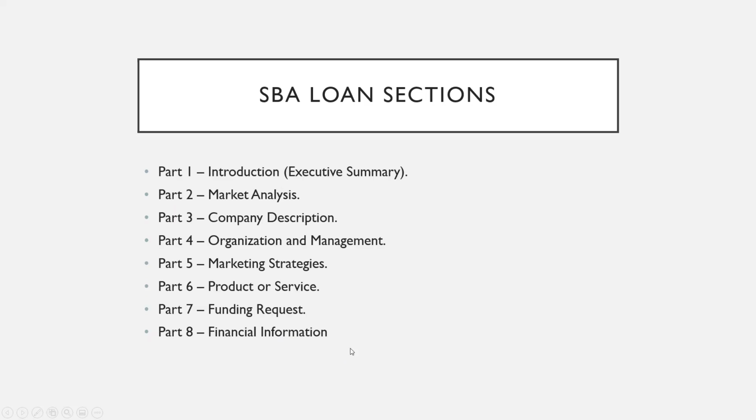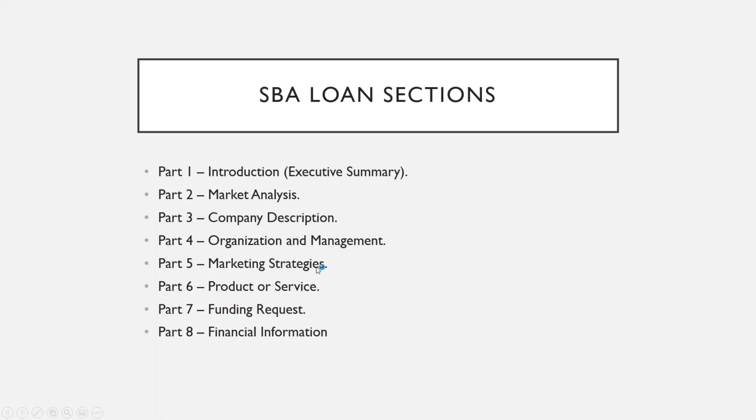Now, SBA loans, here are the sections that they recommend, and I really strongly emphasize recommend. You don't have to have it in this order, and you don't even have to have these sections so much as that you touch on the information that they want you to touch on in the sections. So what they want is a setup of part one. They call it introduction or the executive summary. Then part two is your market analysis. Part three is your company description. Part four is your organization and management. Part five is your marketing strategies.